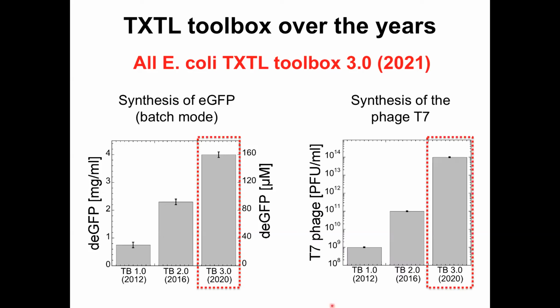And here is the synthesis of the phage T7 over the years. In 2012, we were at 10 to the 9. We start at 10 to the 8 here. At 10 to the 9, the toolbox 2, we are at 10 to the 11. And from the toolbox 2 to the 3, we have a factor of 1,000 here. With the new system, we have reached 10 to the 14 phages T7 produced in a batch mode cell-free reaction. So that's very large. And again, we have other results here. We hope to publish this within the next year.